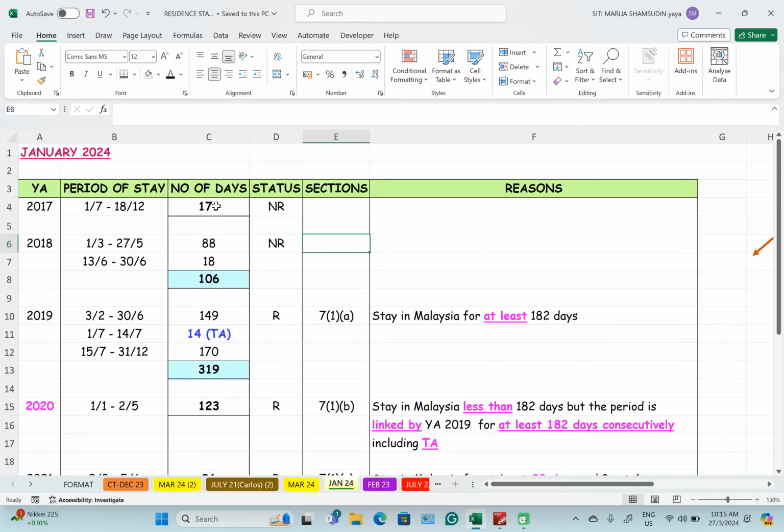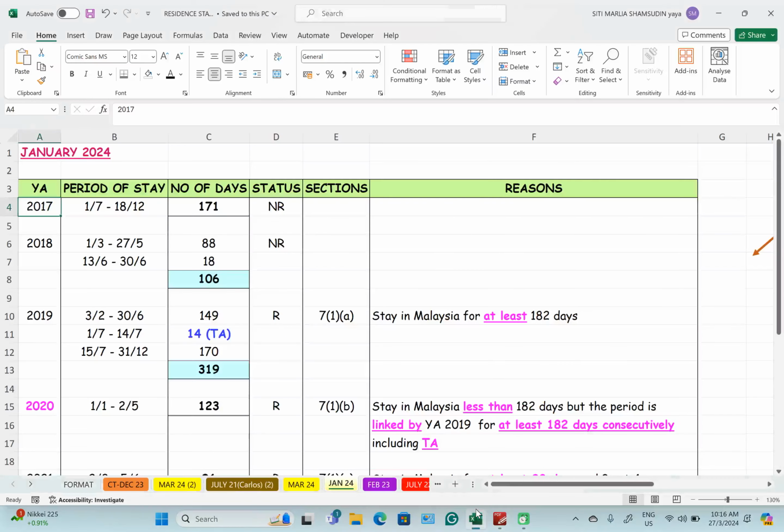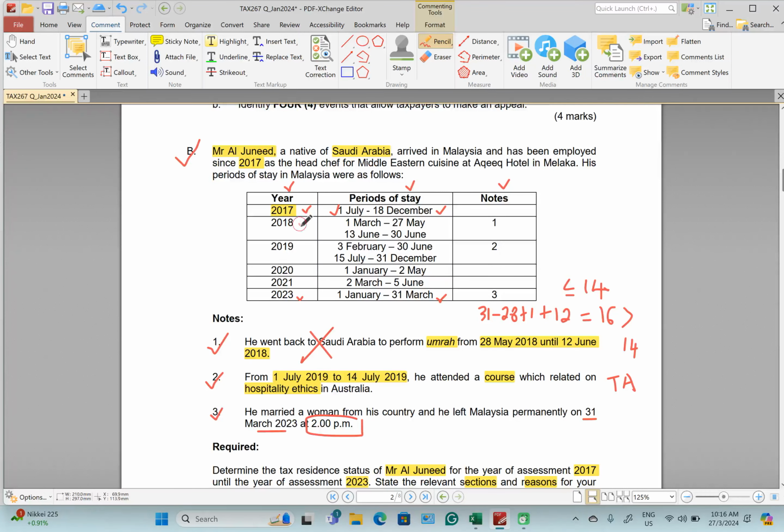Number 1, link by. So for link by, we need help from last year. If this year is 2017, last year was 2016. But do we have 2016, guys? No, because Mr. Al first came to Malaysia in 2017. So obviously no 2016. Okay, skip link by. How about link 2? We need help from next year. So next year is 2018, isn't it?